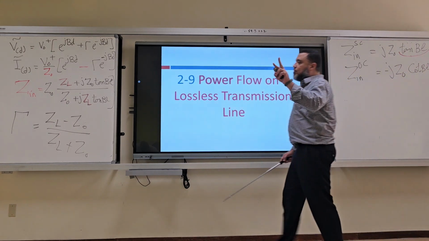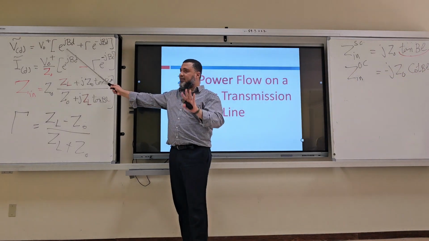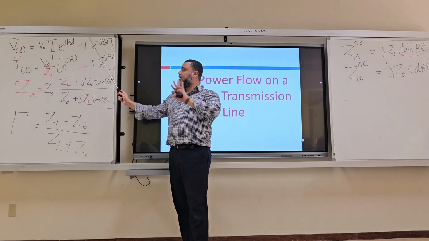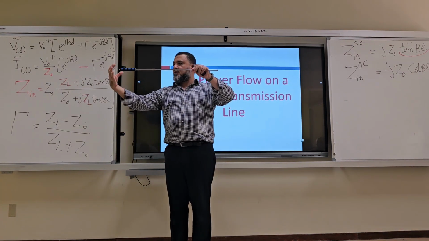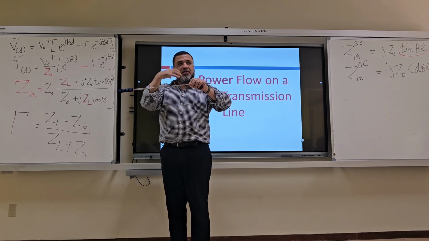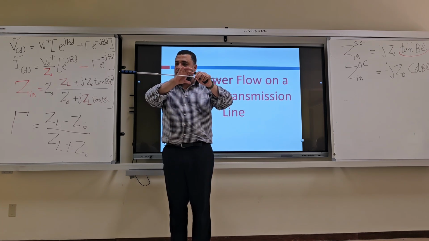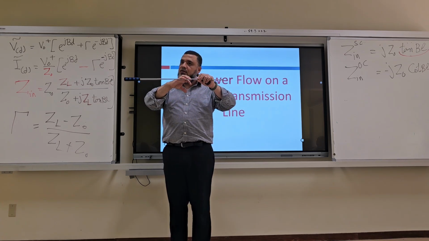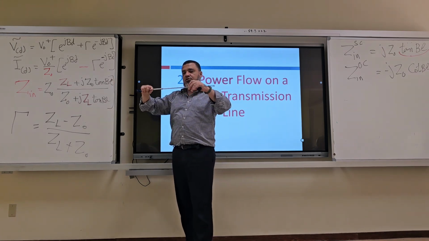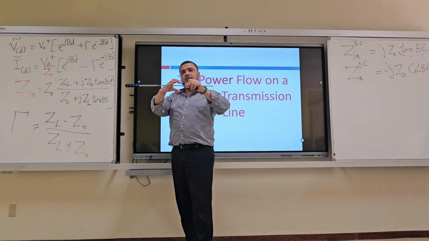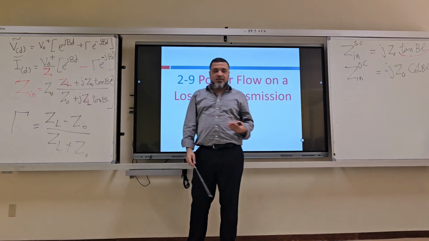Remember, we have two components of the voltage: the incident voltage, the incident wave, and the reflected wave. Some wave is going from the generator to the load, and some wave is going backward. Does the power behave the same way? Do we have incident power and reflected power? For the voltage V and current I, we have incident, which is from generator to load, and reflected for V and I. Is it the same case for power?